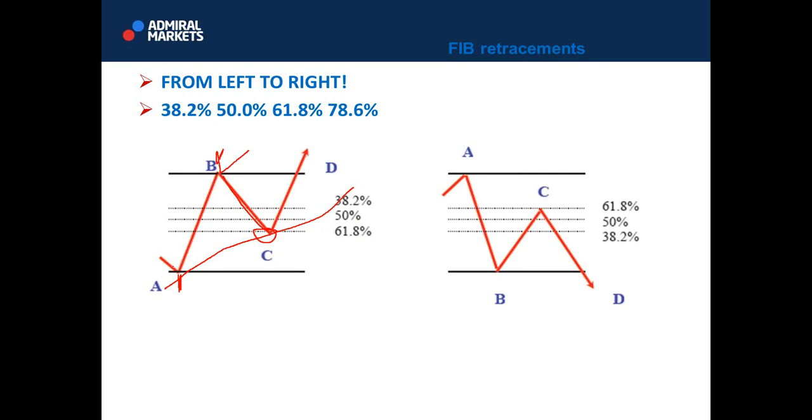The thing is, if you see this pattern, it's called an upward correctional impulse, but it's bullish. So I have expressed myself wrong. This is a downward correctional impulse wave. And this is an upward correctional impulse wave. This is bearish and this is bullish. So Fibonacci retracements are basically impulse waves within a trend. And that is how we use it.